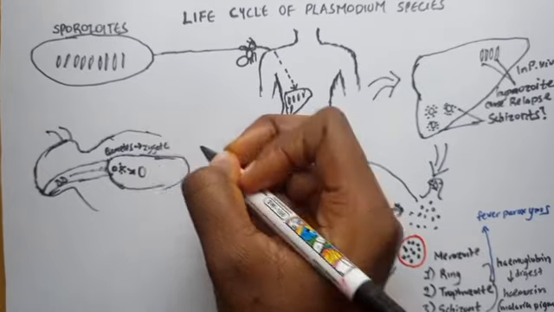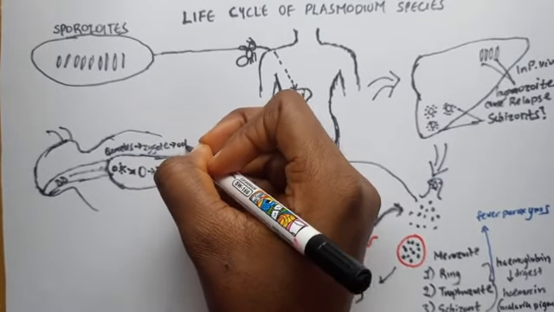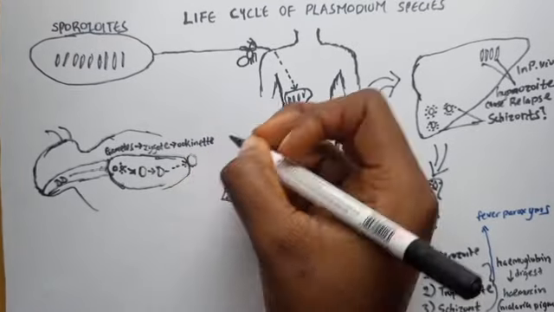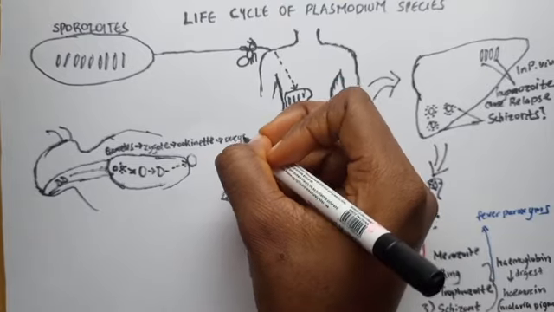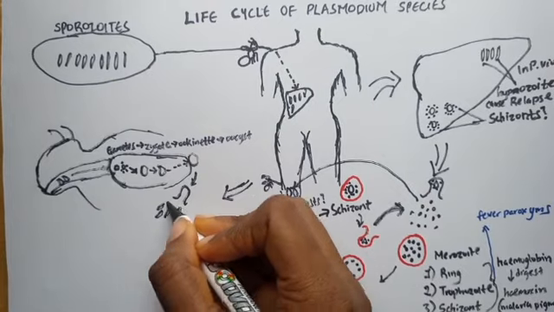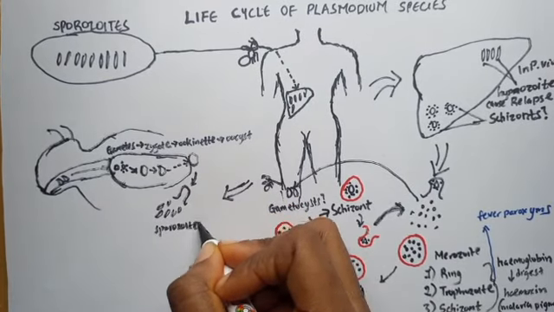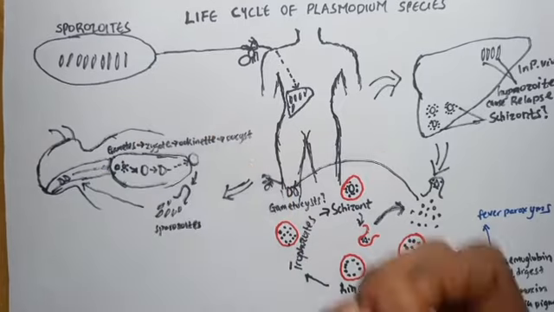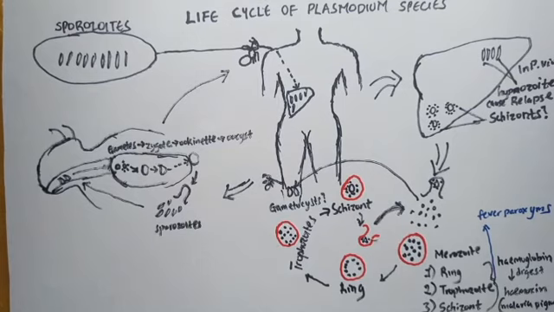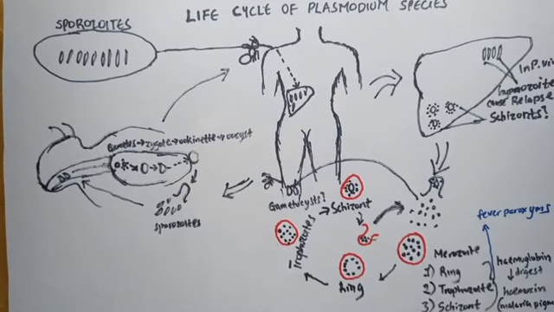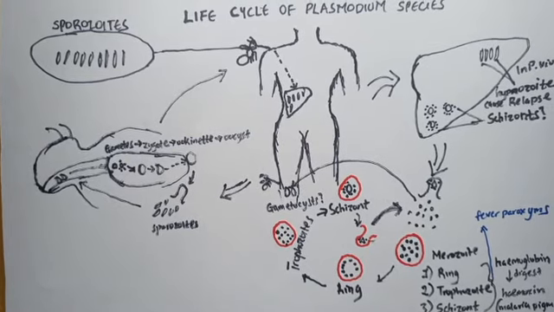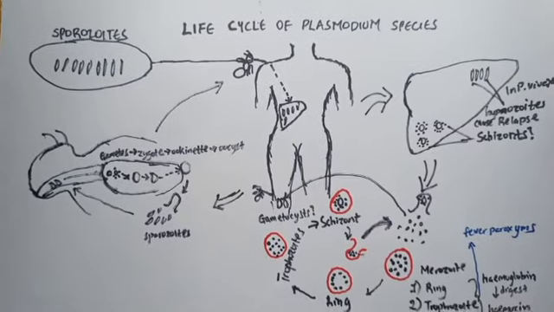The zygote then develops into a motile ookinete, which penetrates the peritrophic membrane of the midgut of the mosquito. From there, it enters the hemocoel where it forms an oocyst. The oocyst matures within 2 weeks to release sporozoites. These sporozoites then find their way to the salivary glands of the mosquito, and hence when that mosquito bites a person, the sporozoites will be transferred into their body. Hence, the cycle will go on and on. This is what happens on the inside when a person becomes infected with malaria.